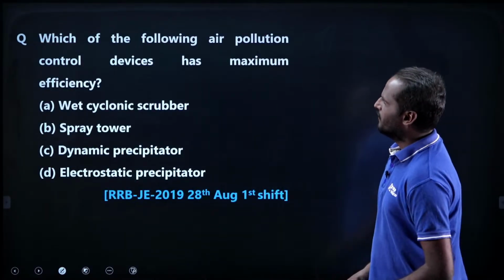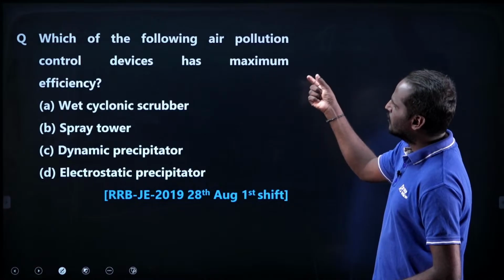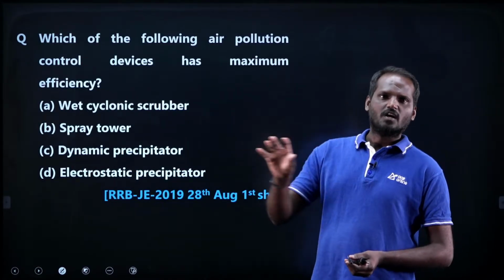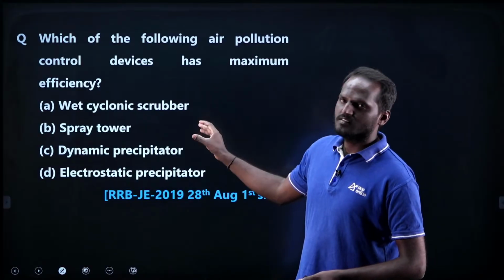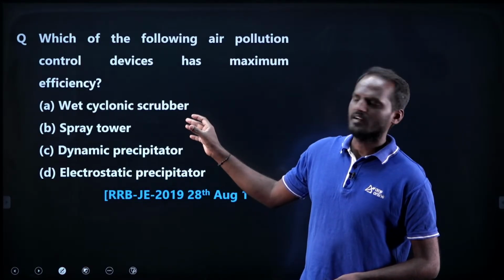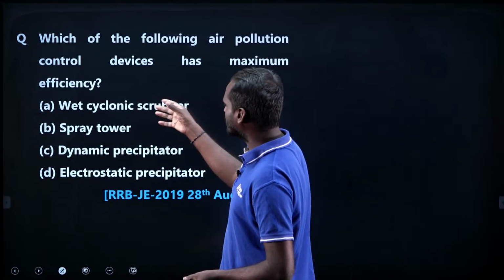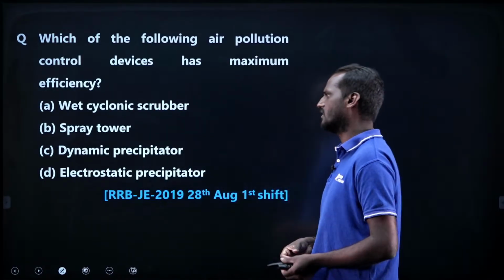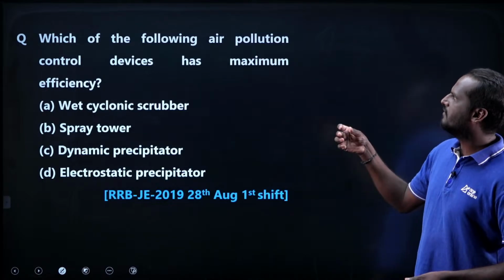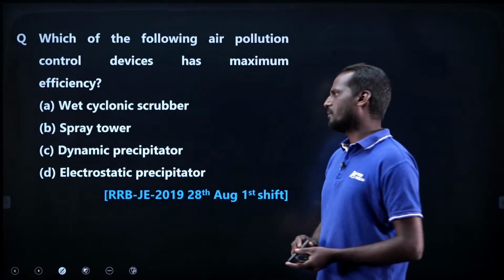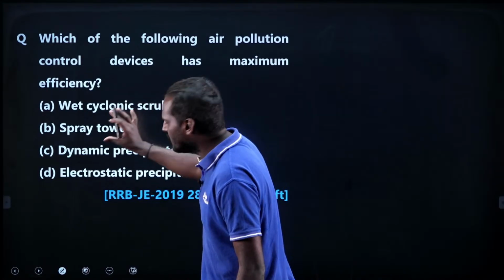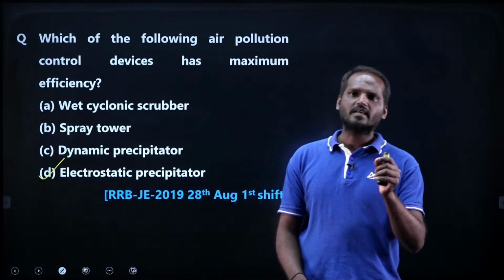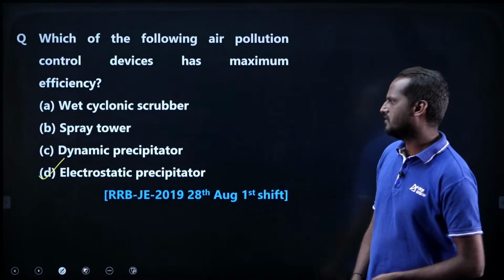Which of the following air pollution control devices has a maximum efficiency? You must be very careful. Out of the given list of devices in these options, you must look at the wet cyclone scrubber, spray tower, dynamic precipitator and ESP, electrostatic precipitator, out of which one is having the maximum efficiency? The maximum efficiency in the given list of devices is option D. ESP is the device which can give the maximum efficiency.